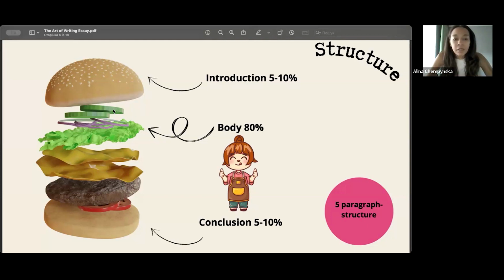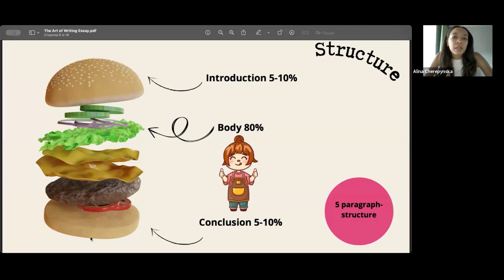Then the middle part, the tastiest part, the diverse part of your writing, it's body. And as you can see, body is approximately 80% of your work. Here you will include examples, numbers, statistics, data, and so on and so forth. And the last one, bun, it's our conclusion that is actually also 5 or 10% of the work. In most cases, introduction and conclusion are quite equal in size. Body, as you can see, maybe is the hardest part to write.